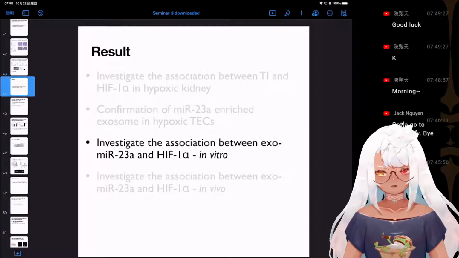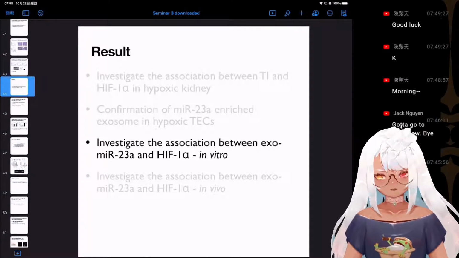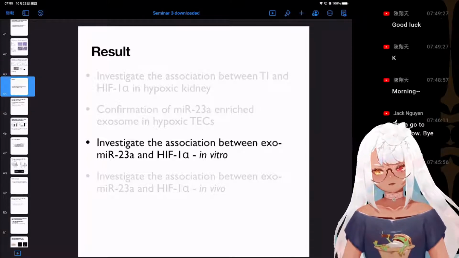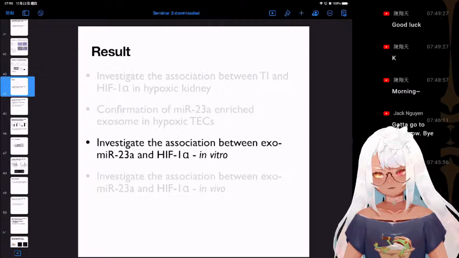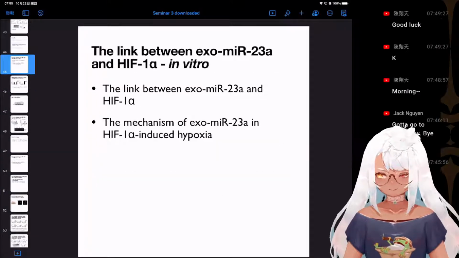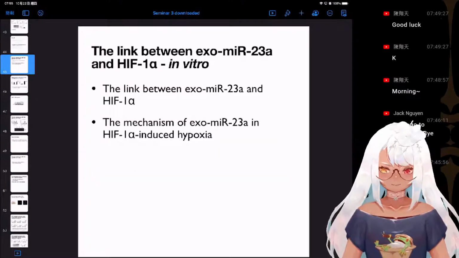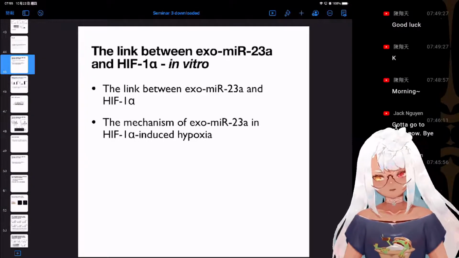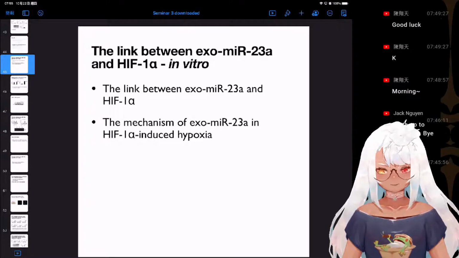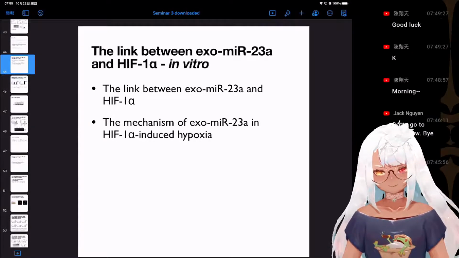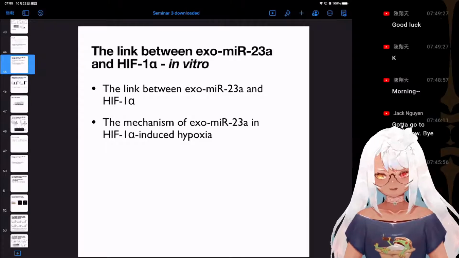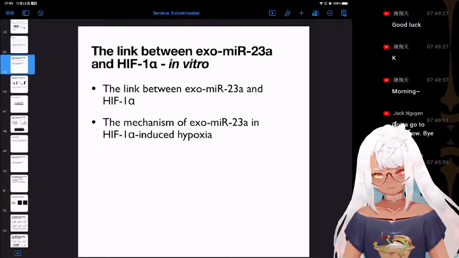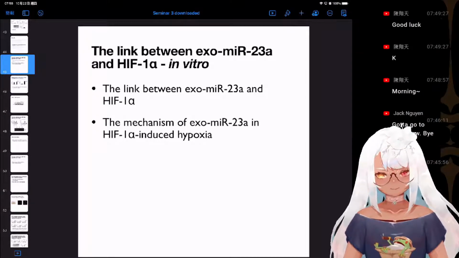It aims to investigate the association between these exosomal miRNAs and HIF1 alpha in the development of TI, first of all in the in vitro model. In this section, first we will confirm the link between the exosomal miRNA and HIF1 alpha. Then we will narrow down to the details of how they interact in hypoxia.